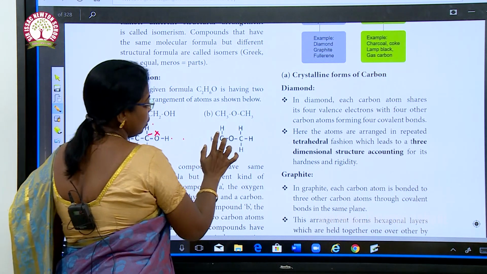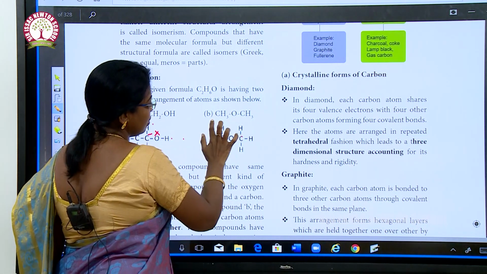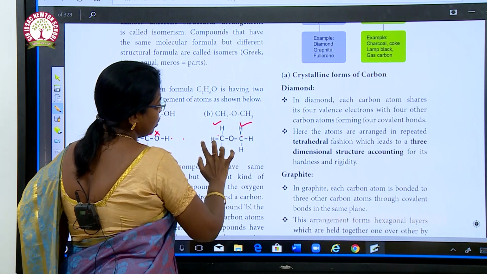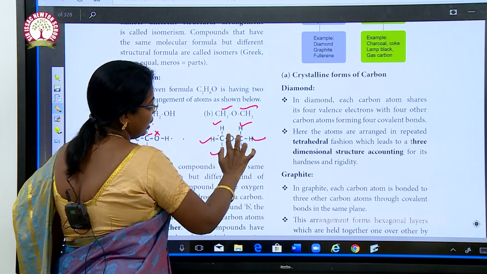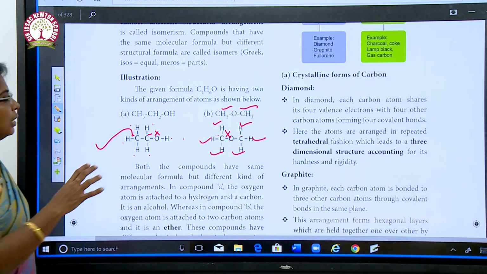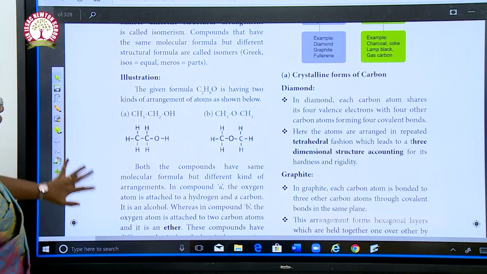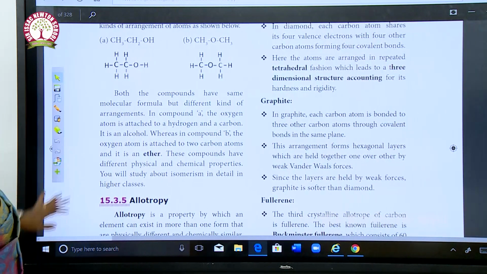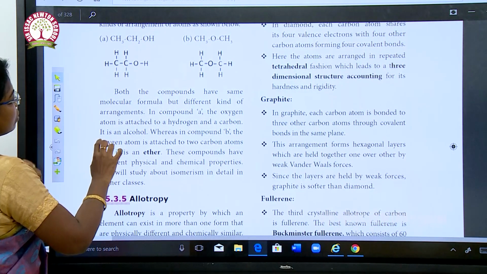And here also, how many carbons are there? 2. How many hydrogens? 1, 2, 3, 4, 5, 6. There are 6 hydrogens and only one O. So, the same molecular formula, different structural formula. This is called isomerism. Both the compounds have the same molecular formula but different kinds of structural arrangement.